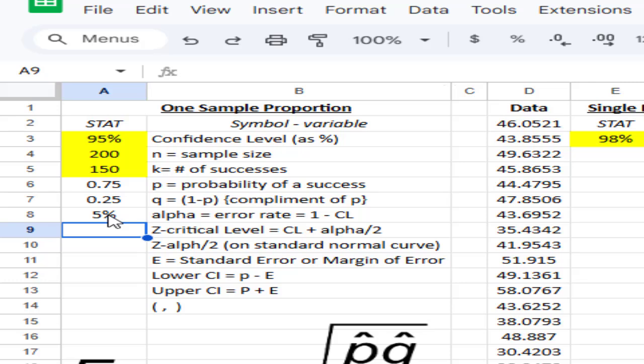Now your Z critical level, this is the number that you have to put into your function to get your Z. Because we're leading ourselves down the path so that we can calculate our margin of error, our E here. And we can see in the formula, we need this Z of alpha over 2. And the reason why we call it alpha over 2 is because alpha is our error rate, right? In this case, it's 100 minus 95 gives us the 5% error. So alpha is 5%.